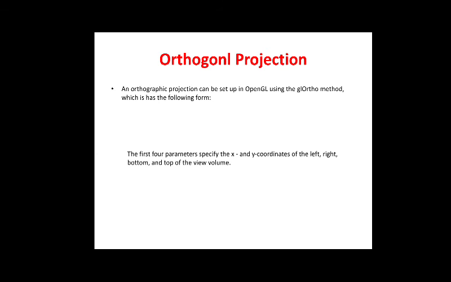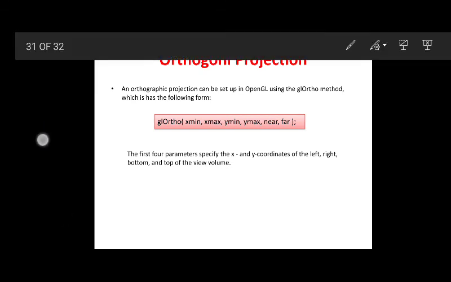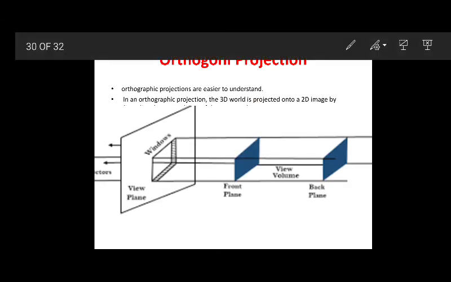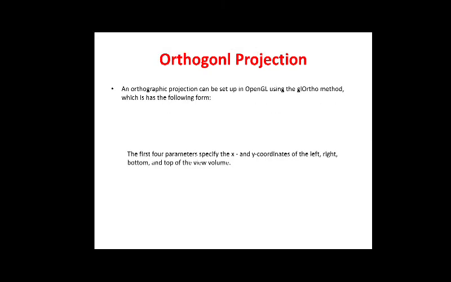So how do we enable this projection, whether I have to select perspective or orthographic? Whenever I want to select an orthographic projection, I will call the command glOrtho. Earlier I used glFrustum, here I am using glOrtho. The same parameters we have to pass: xmin, xmax, ymin, ymax, and near and far. Near and far are the distances from the viewer, and the x and y coordinates are the left, right, bottom and top of the view volume. We are giving xmin, ymin, xmax, ymax of this view volume over here.